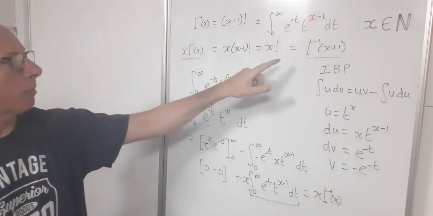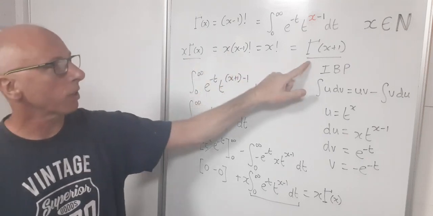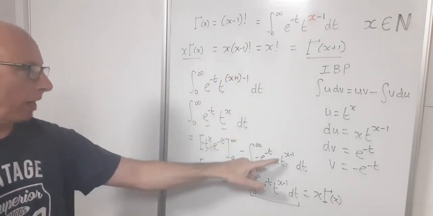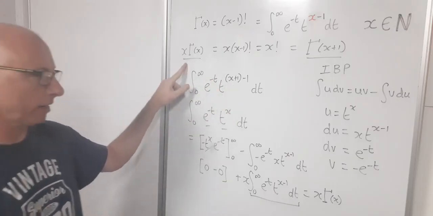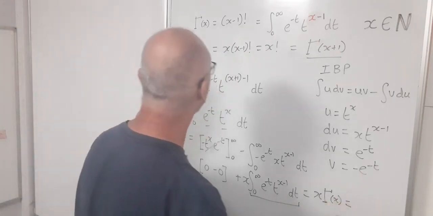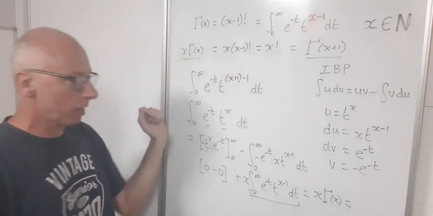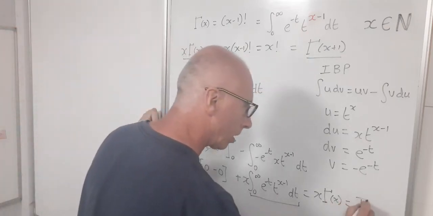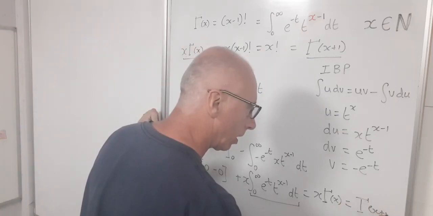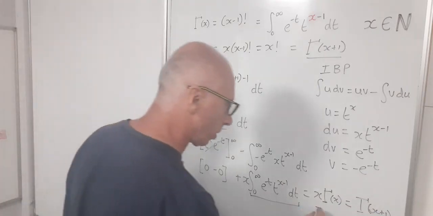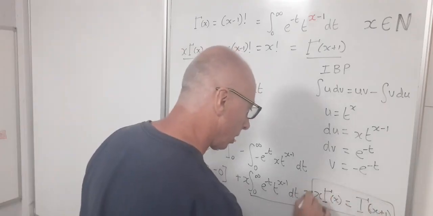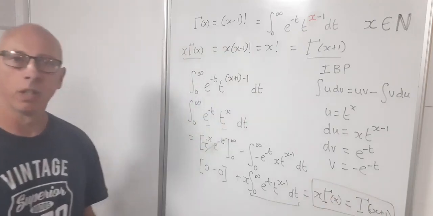And my claim is that x gamma of x equals gamma of x plus 1. So by inputting x plus 1 into here, I then get x gamma of x. So therefore that equals gamma of x plus 1. So by integrating, I've just shown that they are one and the same thing. Okay, that's all good. So let's put a circle around that. We've just shown that by integration, and there we go.